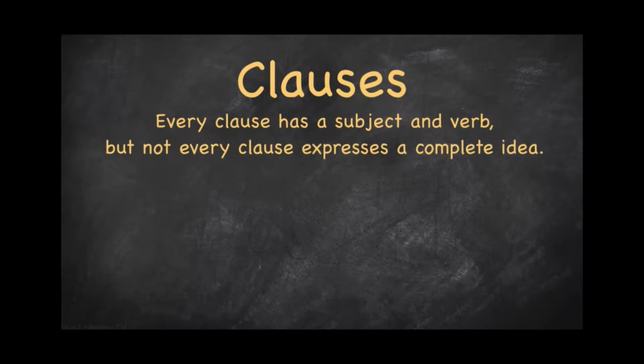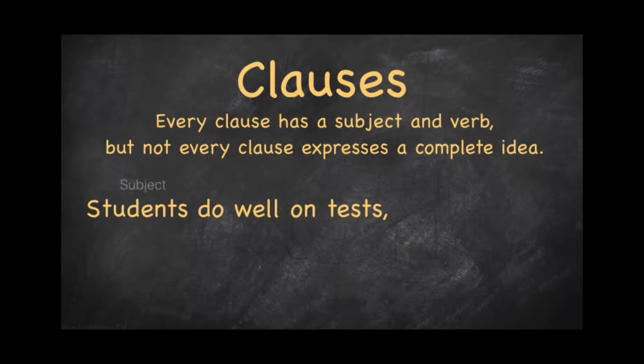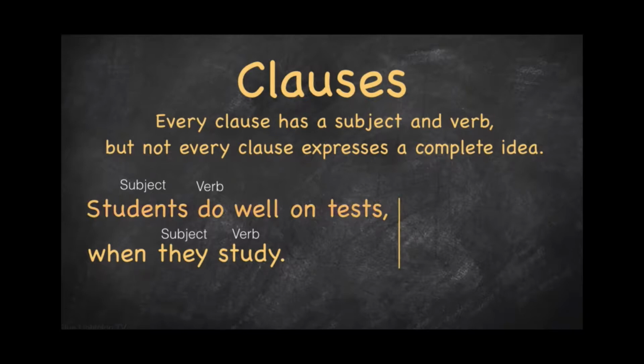Here's a sentence with two clauses. Each clause has a subject-verb combination, but only one clause expresses a complete thought. Students do well on tests when they study. Students do well on tests is an independent clause because it makes sense on its own. When they study is still a clause because it has a subject and a verb, but it's a subordinate clause because it doesn't make sense without the independent clause.